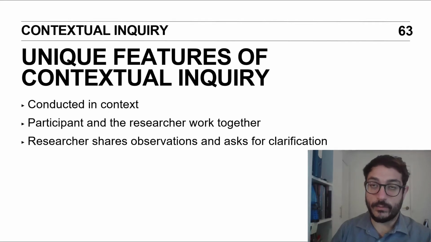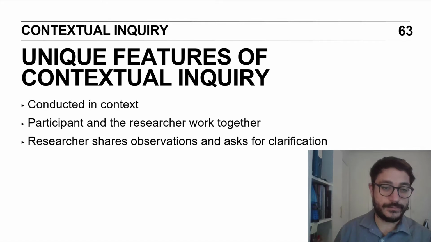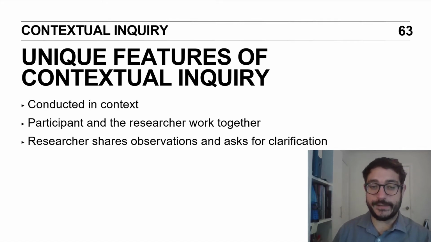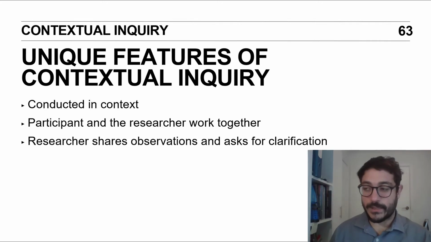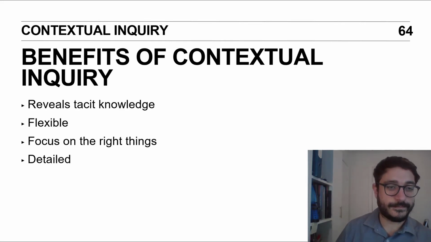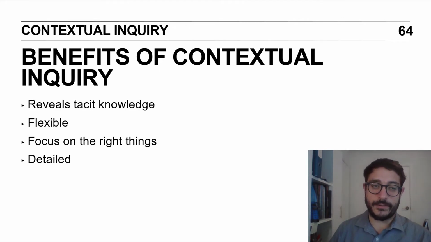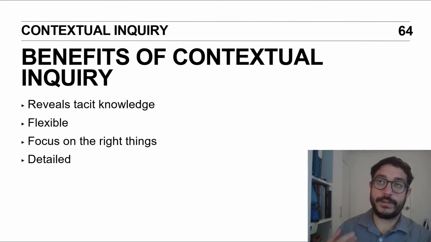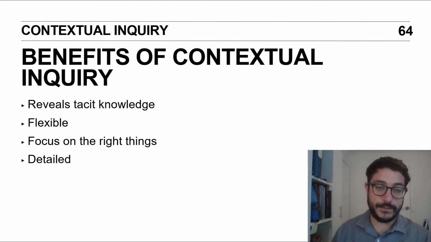The participant and the researcher work together. You can't just spy on people, you need to make them aware. The researcher shares the observations and asks for clarifications, which could be, do you normally not brush your teeth at night? The benefit of contextual inquiry is that it reveals tacit knowledge, meaning things that the user may not want to share with you. It's more flexible, it focuses on the right things, and it is detailed.